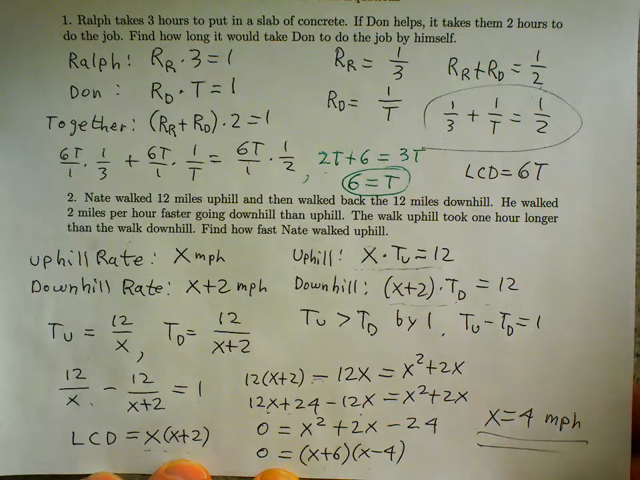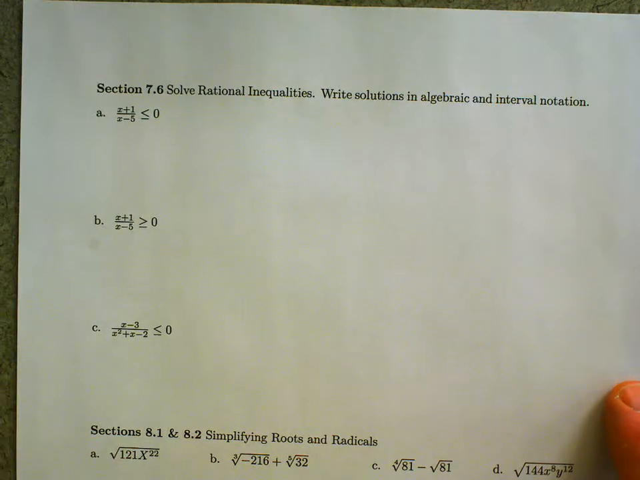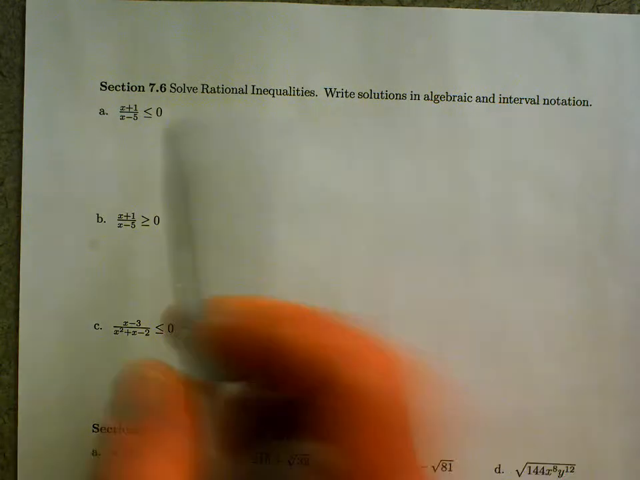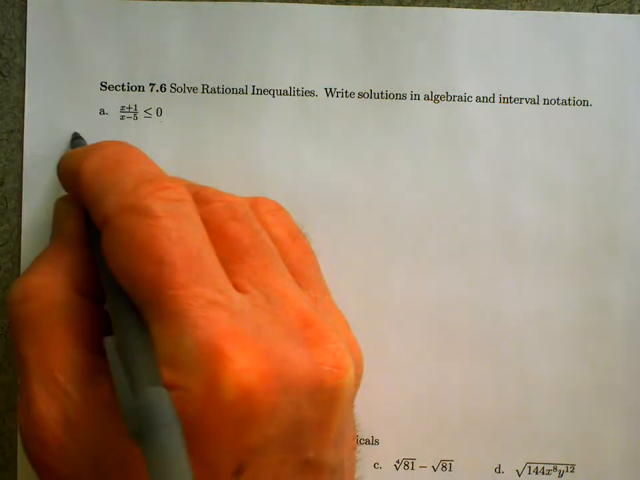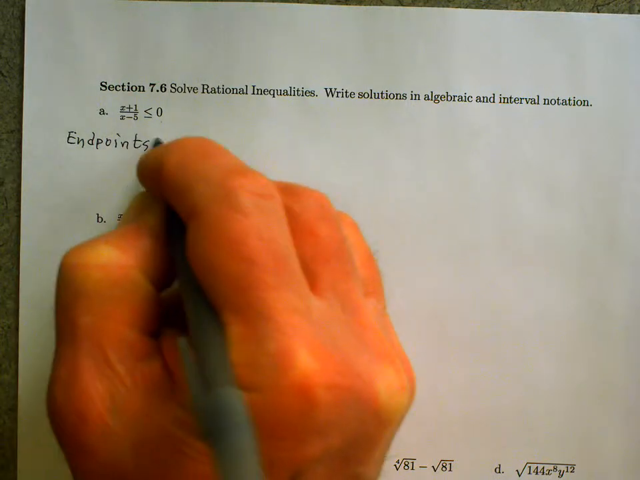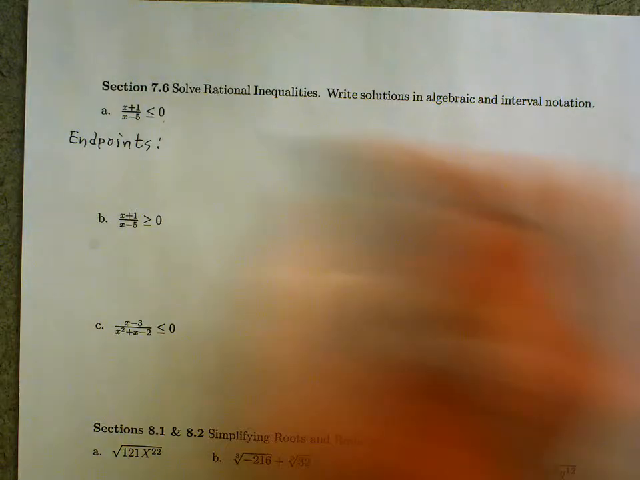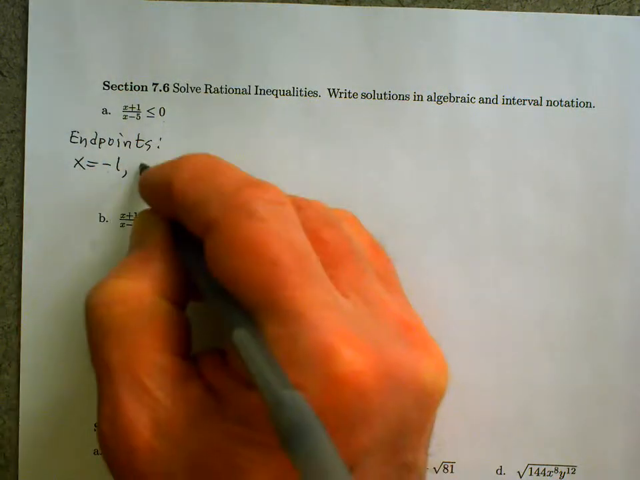Okay, let's move on to the next page. Solve the rational inequalities. Write solutions in algebraic and interval notation. Okay, the right-hand side is 0, and so the endpoints are the numbers that make the numerator 0 combined with the numbers that make the denominator 0. So the endpoints are x equals -1 and x equals 5.